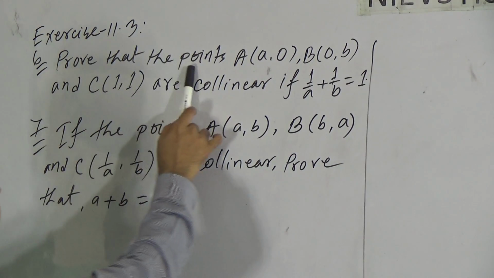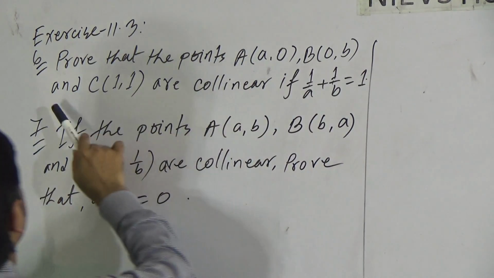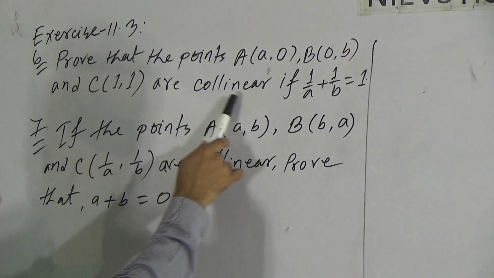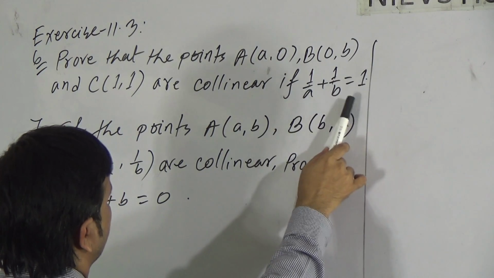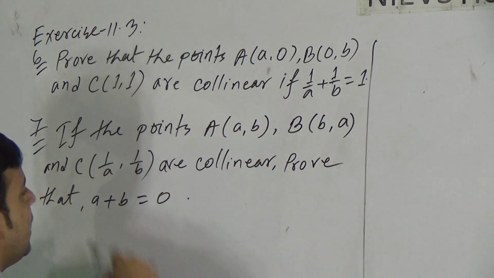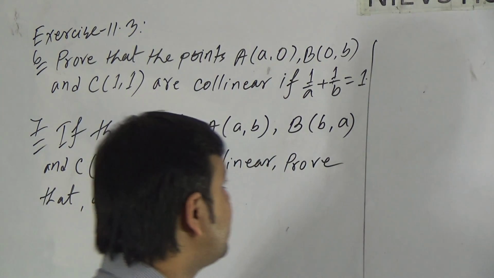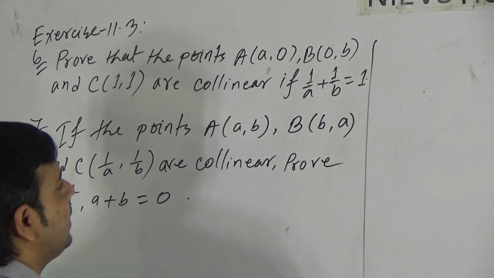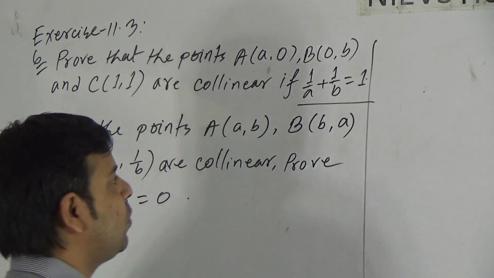Prove that the points A(a, 0), B(0, b) and C(1, 1) are collinear if 1 by a plus 1 by b is equal to 1. It means that here A, B, C are 3 points. If these 3 points are collinear, then we have to prove the condition this one, 1 by a plus 1 by b equal to 1.